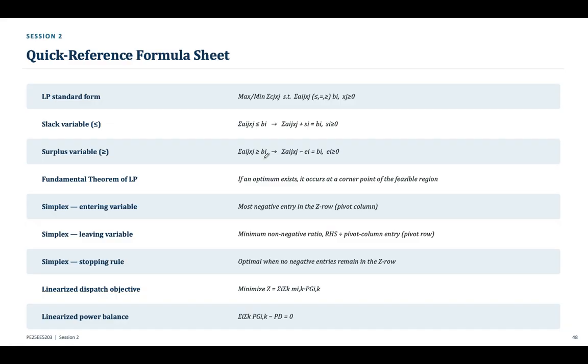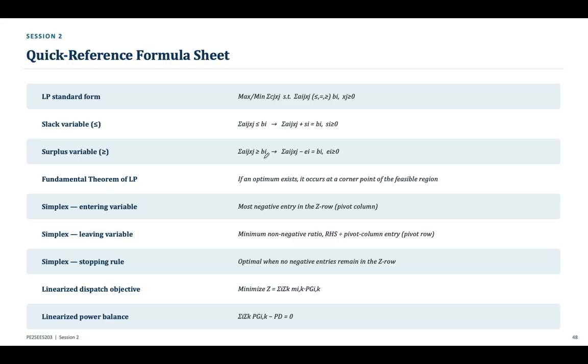If you are preparing for an examination, these formulas should be very familiar. But more importantly than memorizing them is understanding what every term represents physically. Do not try to memorize the formulas without the meaning. If you remember only the formula for the ratio test but do not remember why it is required, you are likely to make mistakes when you solve those problems, because the ratio test exists because the next basic feasible solution must remain feasible, right?